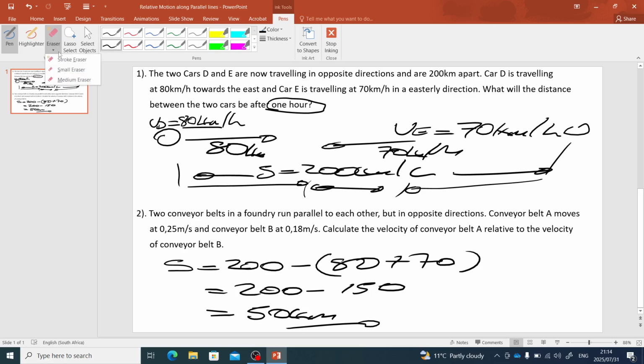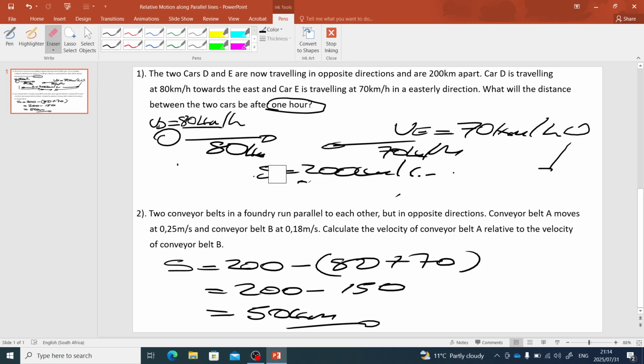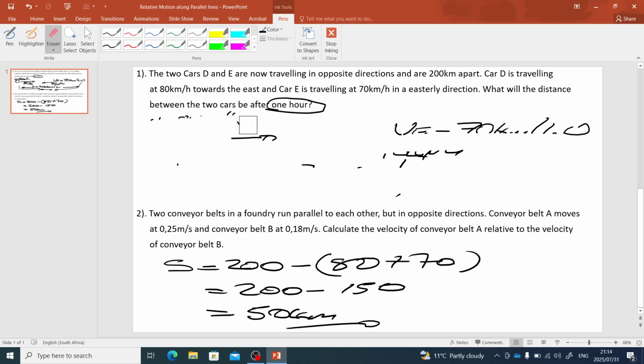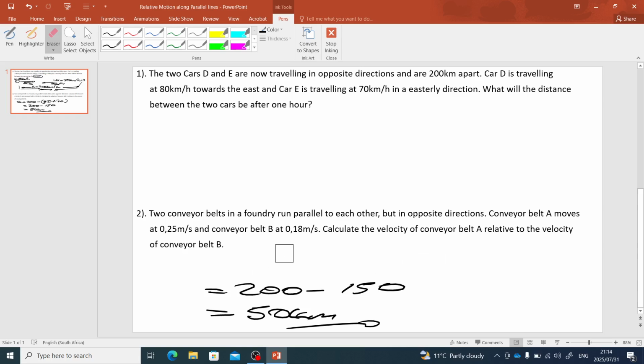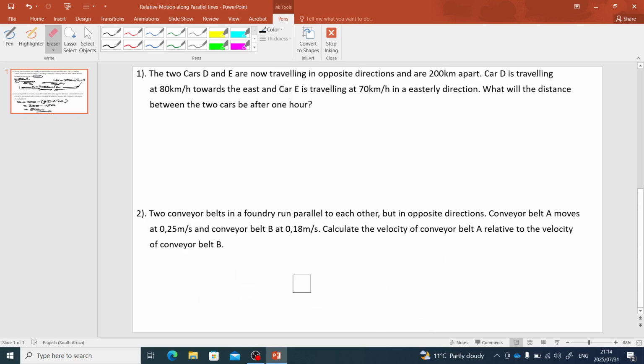Right, let's look at the second question. This is how we tackle the first question. Let's look at the second question.